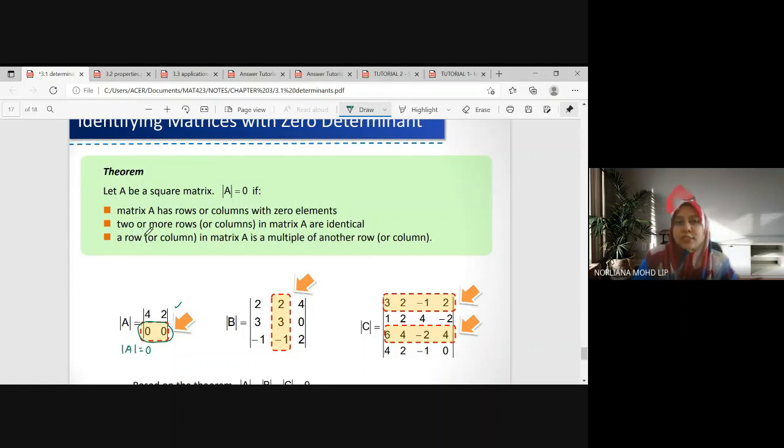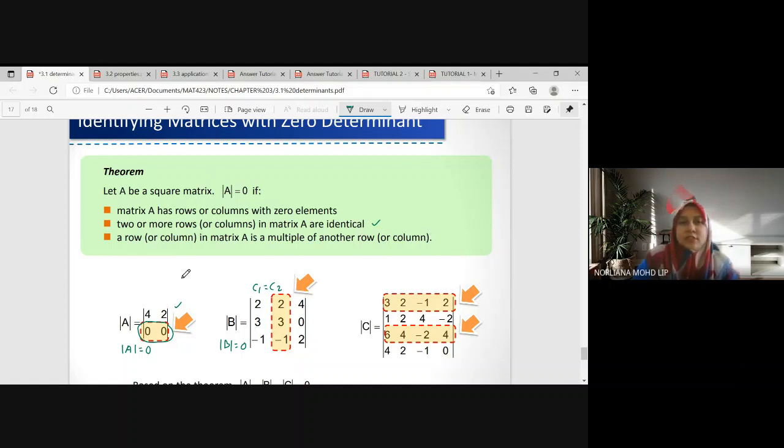Okay, number 2, if 2 or more row or column in matrix A are identical. Dia sama. Identical. Ni dia sama kan. Column 1 sama dengan column 2. So, determinant of B is equal to 0.